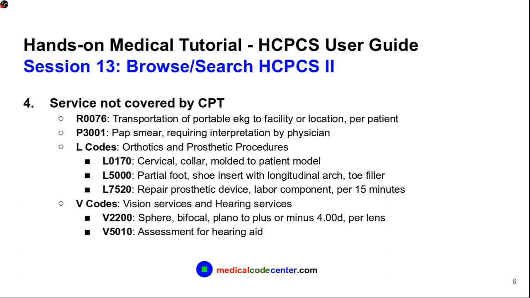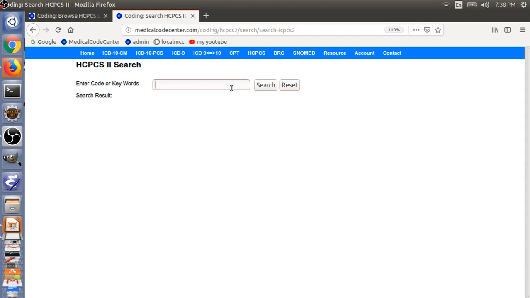The final type of HCPCS level 2 code is the service not covered by CPT. For example, the first example here is R0076, transportation of portable EKG to facility or location per patient. So let's search for R0076, transportation of portable EKG. You can also do keyword searching here, so you can find this code quickly.